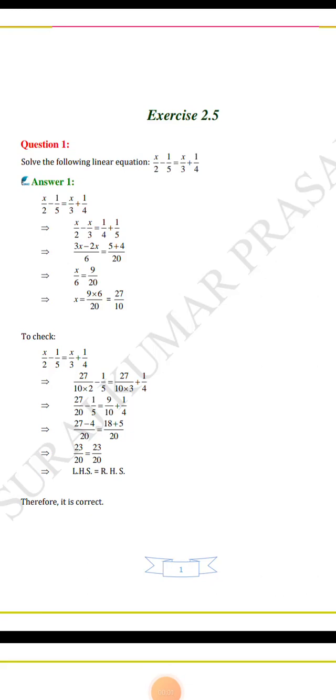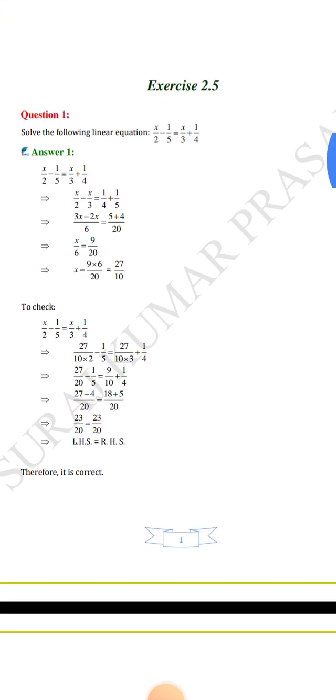Today we are going to learn chapter 2, linear equations in one variable of class 8, exercise number 2.5. Let's solve question number 1. Solve the following linear equation: x by 2 minus 1 by 5 equals x by 3 plus 1 by 4.